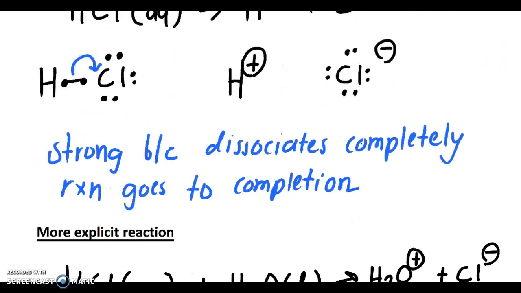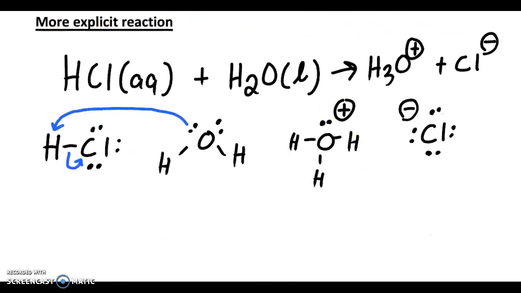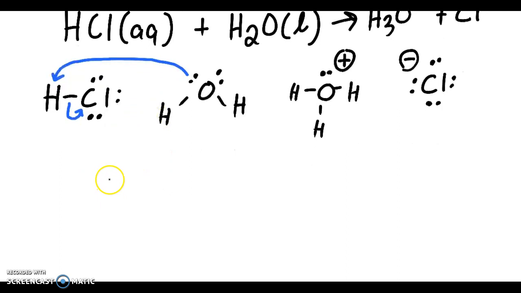So up here, I wrote H plus, but down here we have H3O plus. But for our purposes, we can consider them the same thing. So let's illustrate that. So H3O plus, this is the hydronium cation.